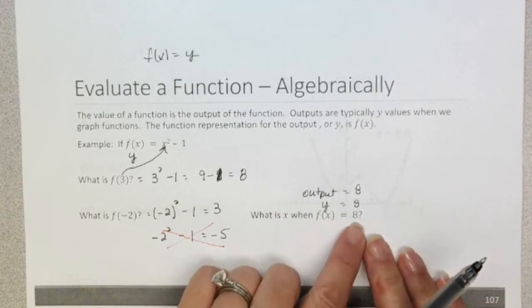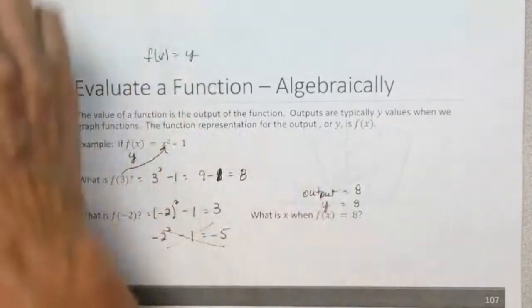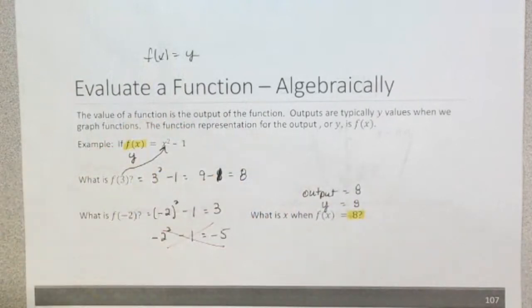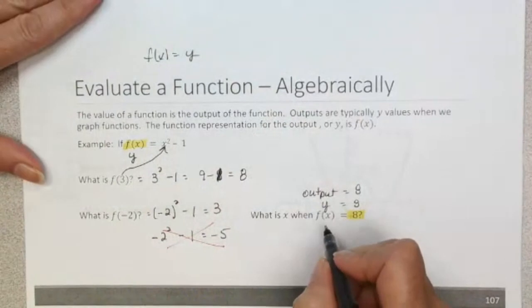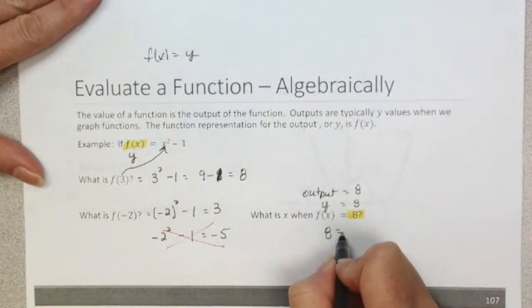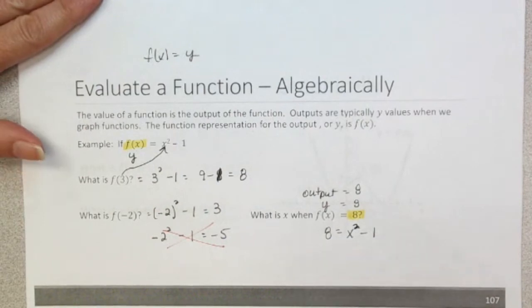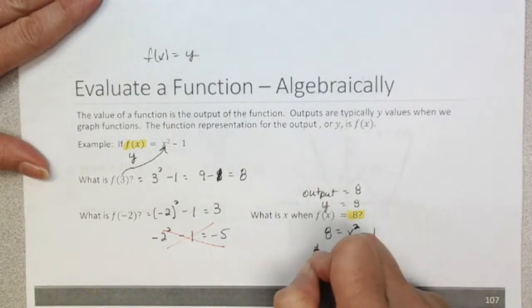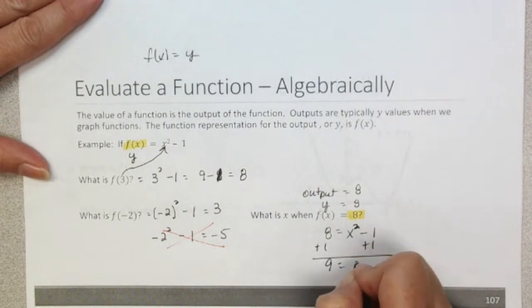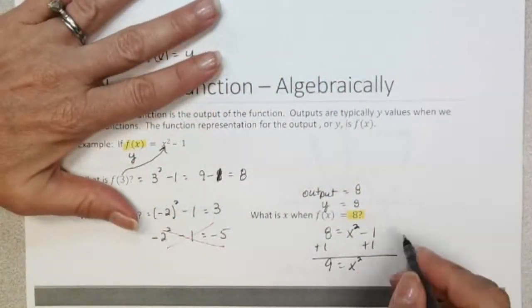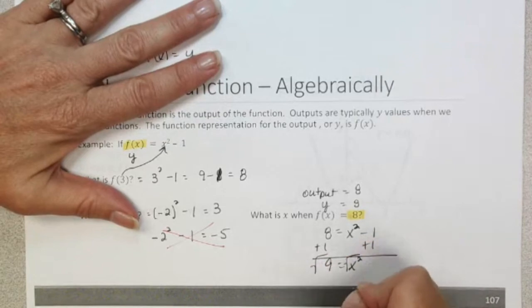Well, if f of x equals 8, we're just going to substitute that 8 in there for the f of x. Let's make that substitution. So we're just going to say 8 equals x squared minus 1, and then we want to solve for x, right? So we'll add 1 to both sides. So x squared is 9. To completely solve for x, I need to undo that squaring, so let's take the square root of both sides. So x equals 3.